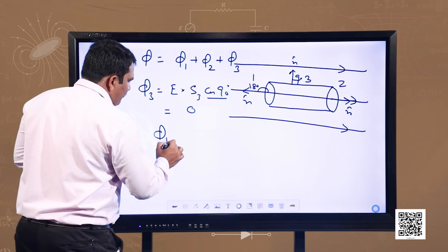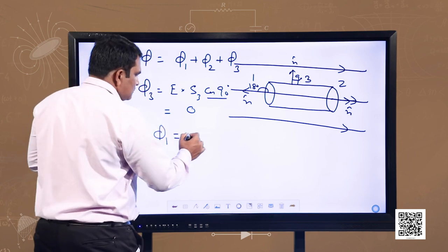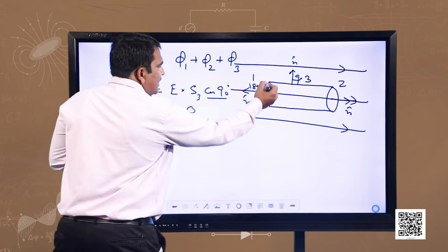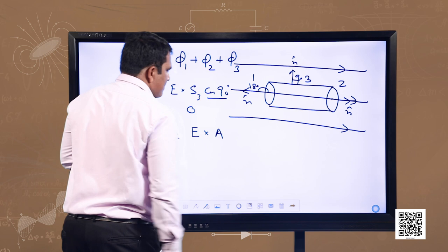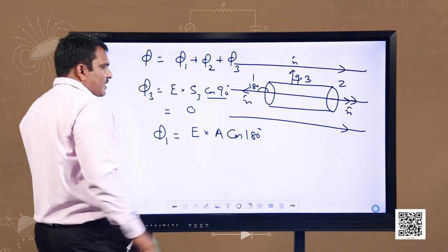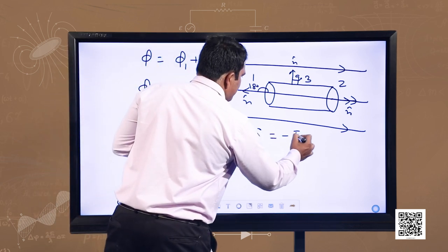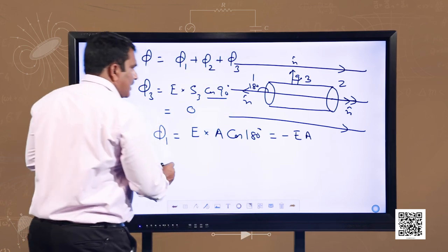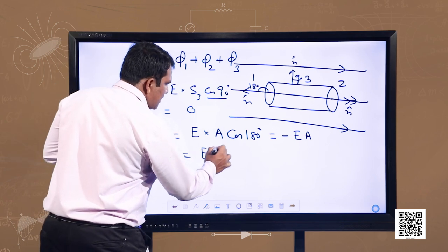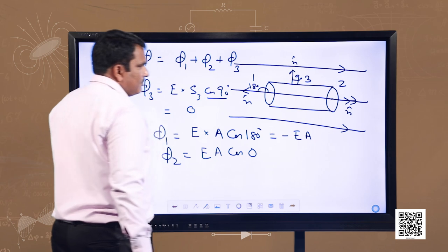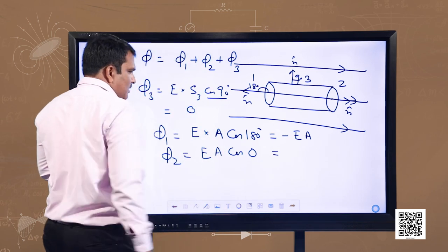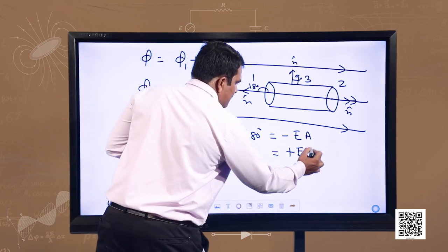So, the flux for surface 1 will be E, the electric field, and let us suppose the area of this surface is A, and cos 180. Cos 180 degrees is minus 1, so we get minus EA. Similarly, we can get the flux for surface 2, which is EA cos 0, because normal and electric field are in the same direction and cos 0 is 1, so flux will be plus EA.